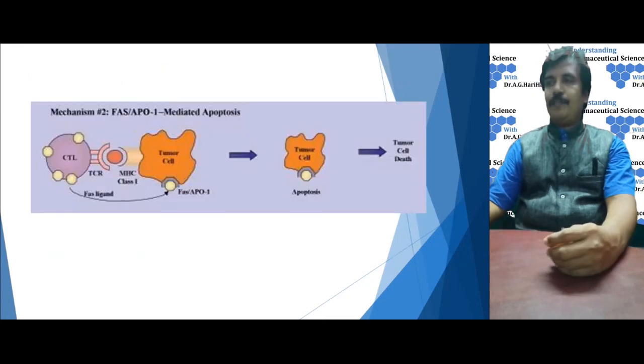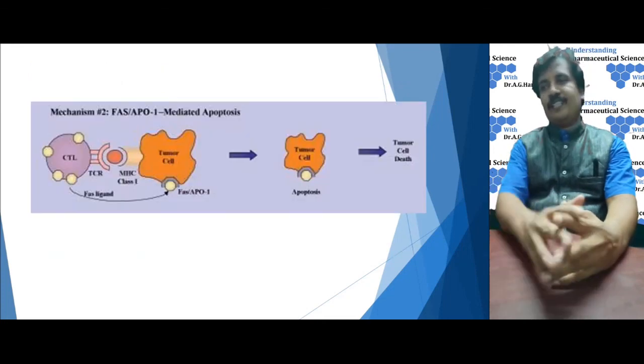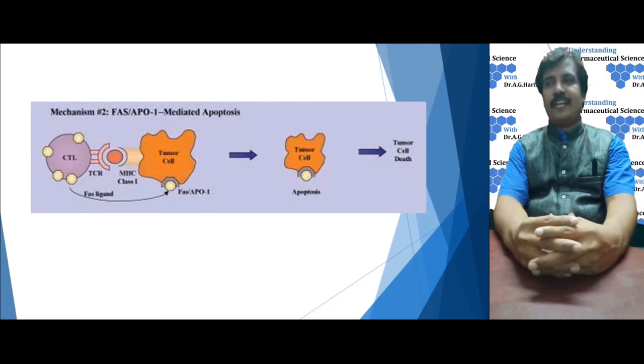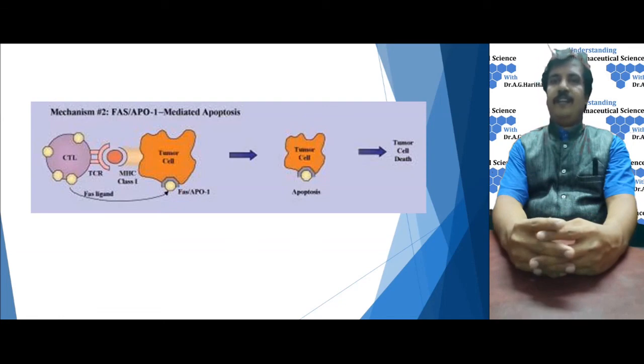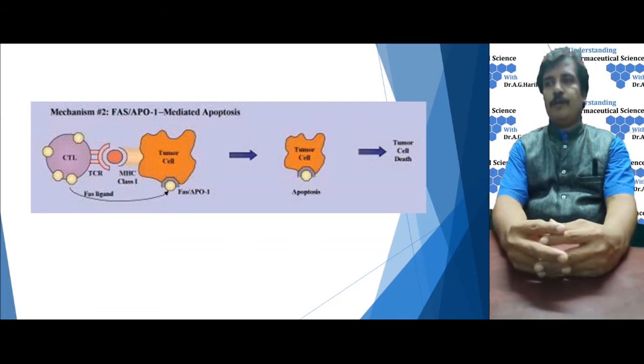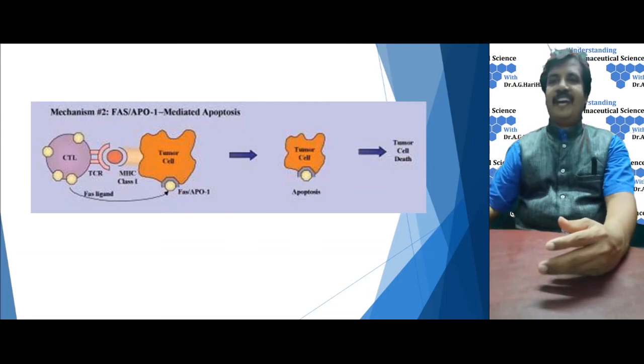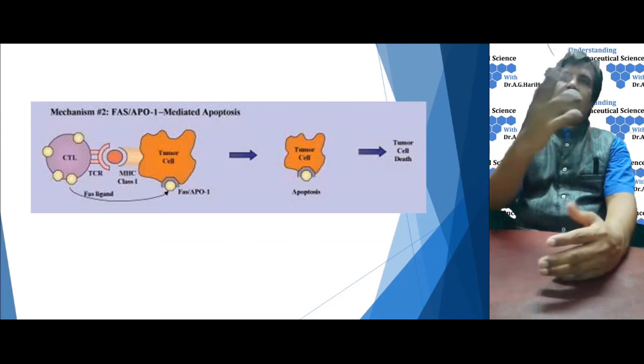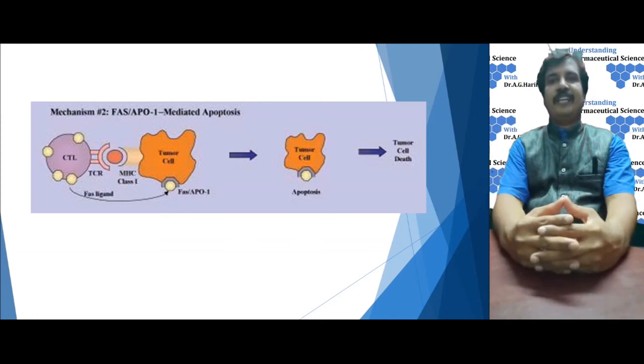This can be elaborated in the figure. As you can see, the cytolytic T lymphocyte carries the FAS on its surface. It binds with the infected cell, maybe a tumor cell also, through MHC Class I. This directly sends the signal and induces apoptosis, so the cell will die. So these are the two possible mechanisms by which cell-mediated immunity can happen.